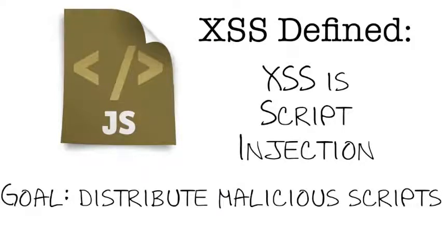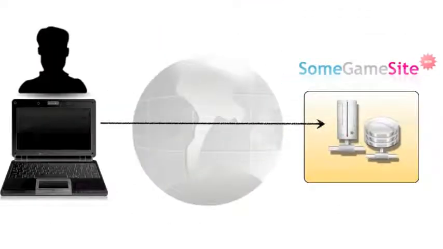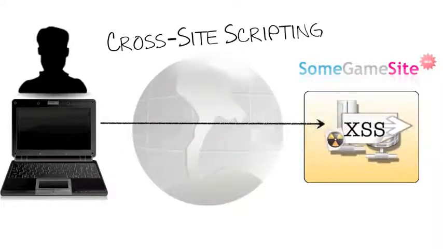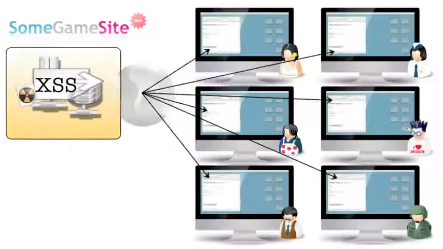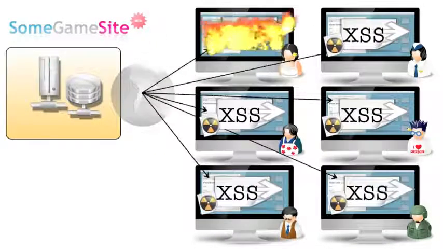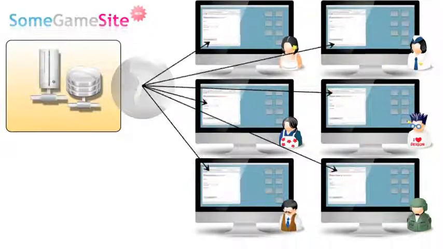To illustrate this at a high level, imagine an attacker posts a comment to a popular gaming forum, and inside of his comment is some malicious JavaScript. The attack is sent to the game forum, where it is stored like all other comments. But from that point on, any user who views the post in the forum will receive the attack, making for very unhappy users.